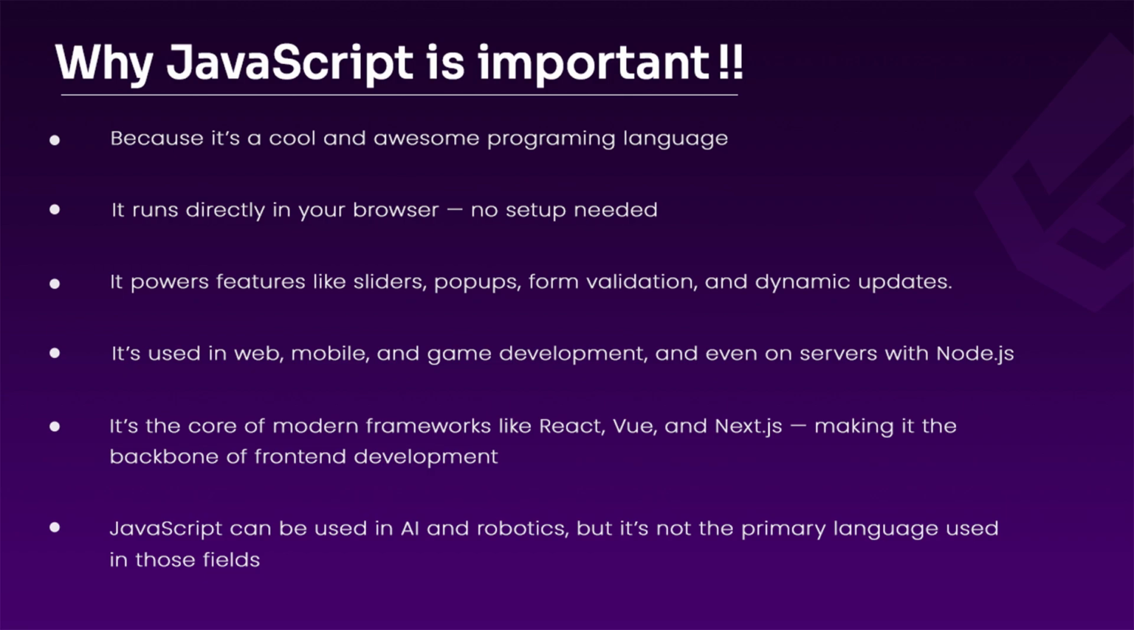JavaScript is used in web, mobile, and game development, and even on servers with Node.js, which is the server-side aspect of JavaScript. The browser is mostly referred to as the client-side aspect of JavaScript. It's the core of modern frameworks like React, Vue, and Next.js, making it the backbone of front-end development. JavaScript can be used in AI and robotics, but sadly, it's not the primary language used in those fields, as Python has a more mature ecosystem for them.